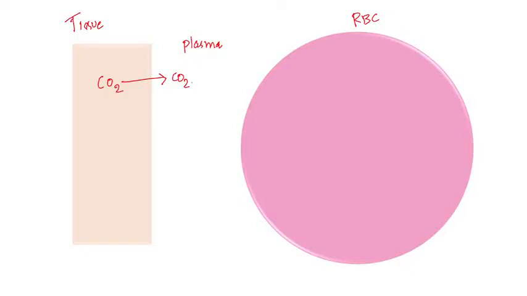Now it has reached the plasma, and from the plasma it readily diffuses into the RBC. As soon as the carbon dioxide diffuses into the RBC, now it is here. So our carbon dioxide has reached inside the RBC. Now let's stop it there and see what the situation is in the plasma.